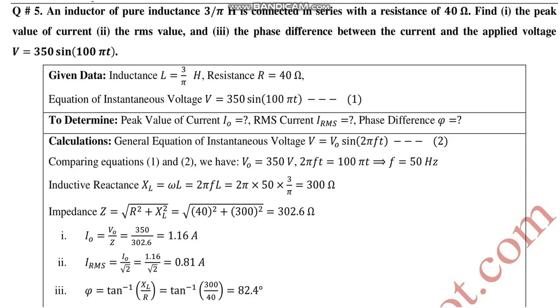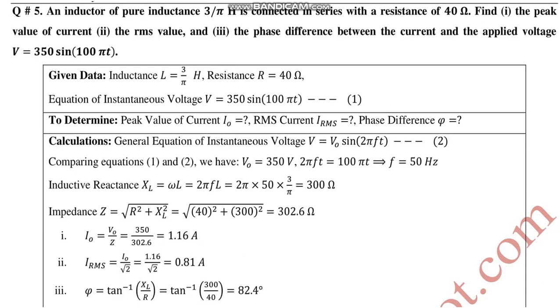So comparing equation number 1 and 2, we have V naught is equal to 350 volts. In the second equation V naught, compared to 1, that is 350 volts. For the frequency, we compare equation 1 and 2: 2 pi ft is equal to 100 pi t. All other values are cancelled, and we get frequency 50 Hz.